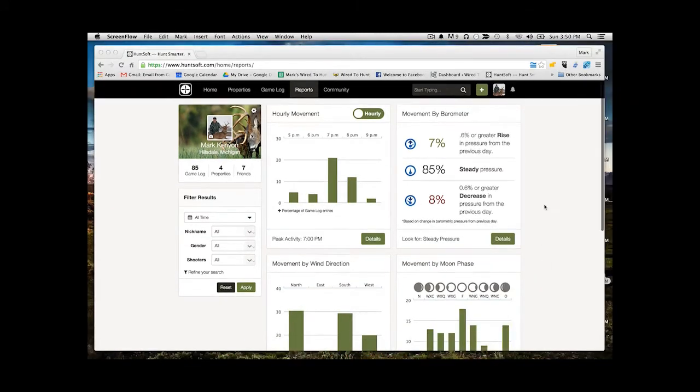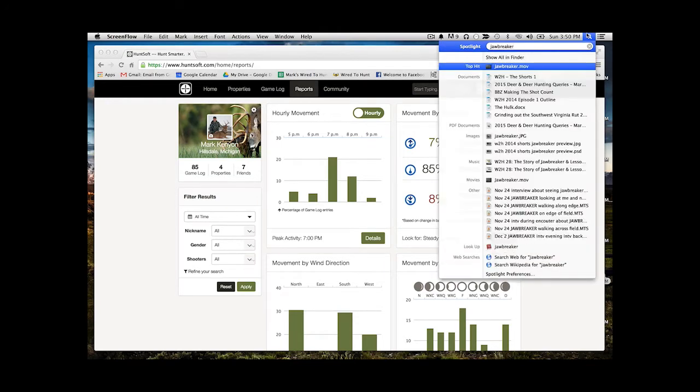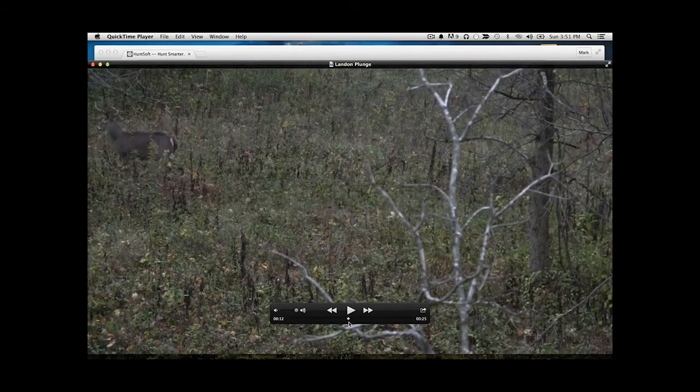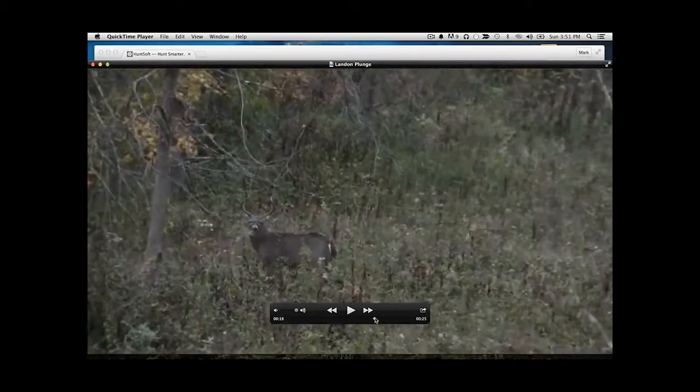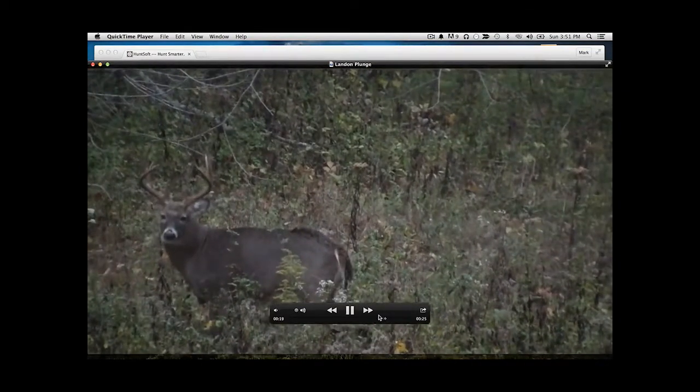Alright, so at the beginning of the 2014 season, my main goal was to hunt a buck I called Jawbreaker. And through a lot of hunts and work, I ended up getting a shot at him in the middle of October. As many of you know and saw on Wired to Hunt, here's a little clip of that shot. I was able to close the distance on him and get a shot. Unfortunately, did not recover him. That's a story for another day.